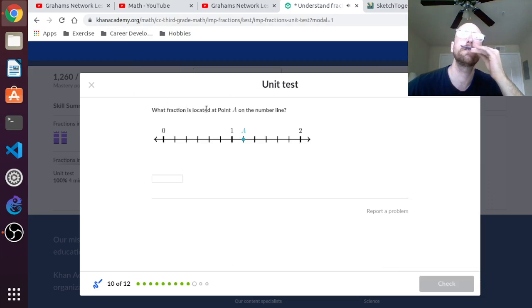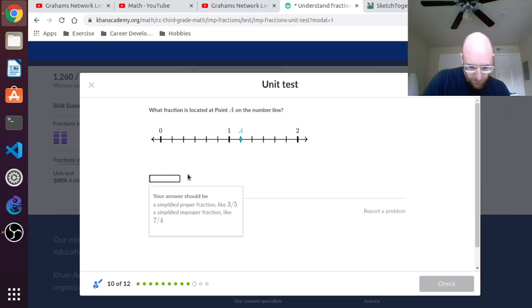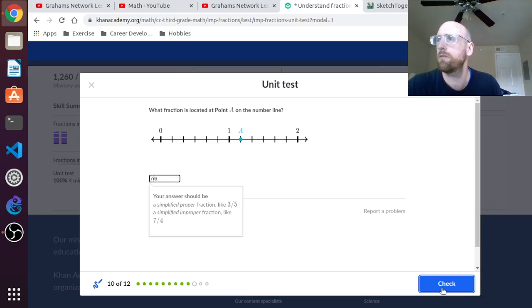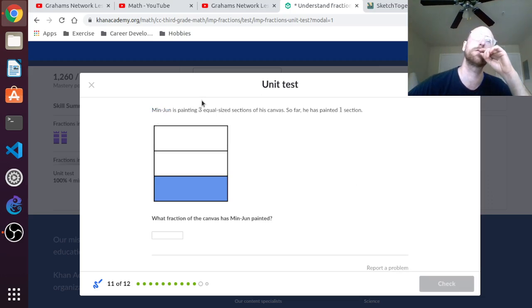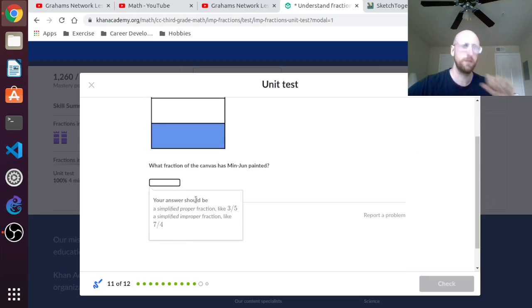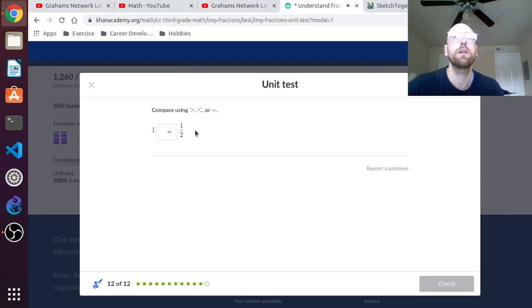What fraction is located at point A on the number line? So we've got 1, 2, 3, 4, 5, 6. So we know it's divided into 6. And then it looks like we've got 7, a quantity of 7. Min Yoon is painting 3 equal-sized sections of his canvas. So far he has painted 1 section. What fraction has he painted? That's 1/3. Okay, so 1 is definitely greater than 1/2.